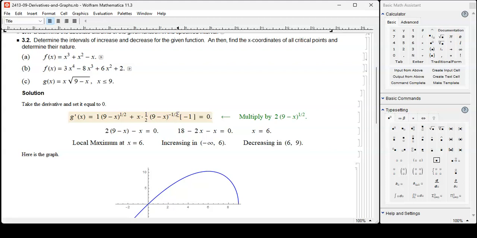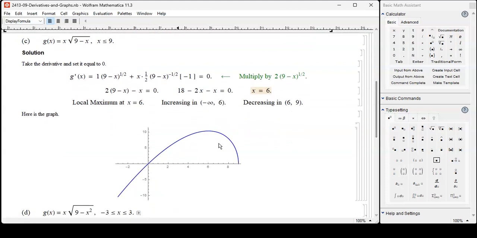And then we have this negative power, and then 1/2. Those are denominators. So multiply the denominator to each. That'll kill off all the square root, and you end up with a linear equation. You get a critical number 6, so local maximum there, increasing and decreasing.